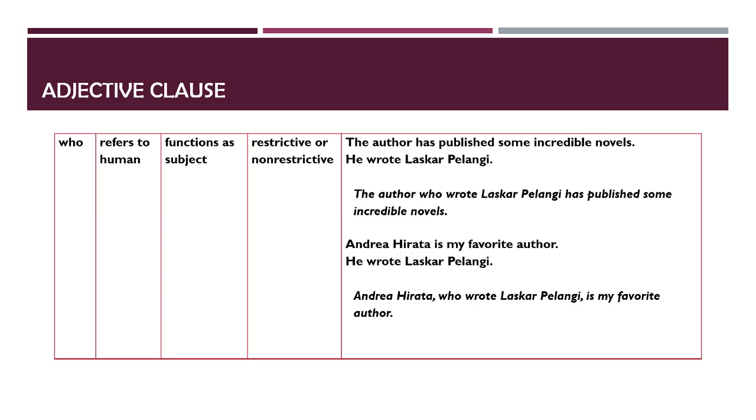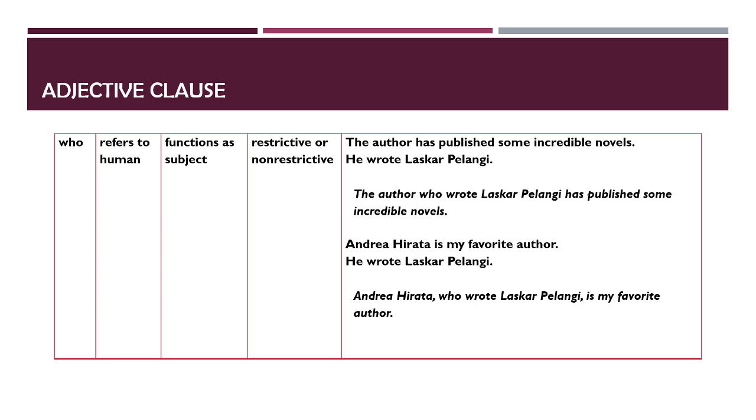Who refers to human and functions as a subject. It can be restrictive or non-restrictive. Restrictive means the adjective clause is very important, so it is written without any comma. While non-restrictive means that the adjective clause is only additional information, so a comma is needed. Have a look at the example.